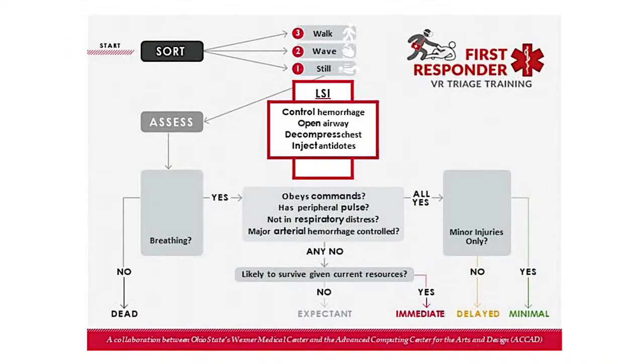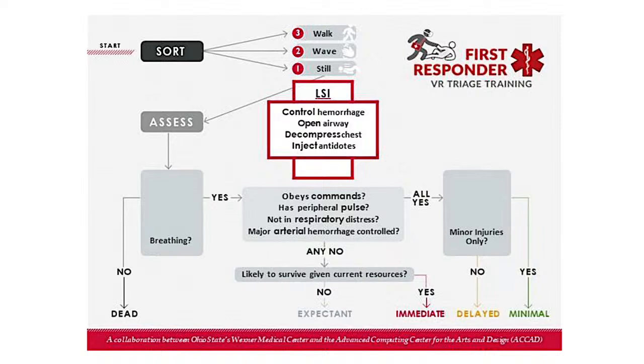So this is again more or less the same, that is SALT triage. This first is sort. Sort is simple: how many of you can walk, how many of you can wave, and how many of them are still looking like they are unresponsive. So this is sort. Then you assess for some important thing, whether the patient is breathing or not. If your patient is not breathing despite maneuvers which open the airway, the patient is deceased and the patient is black. Okay.